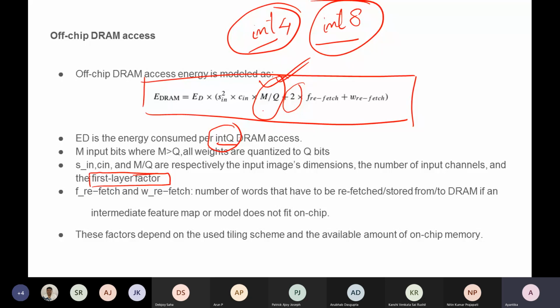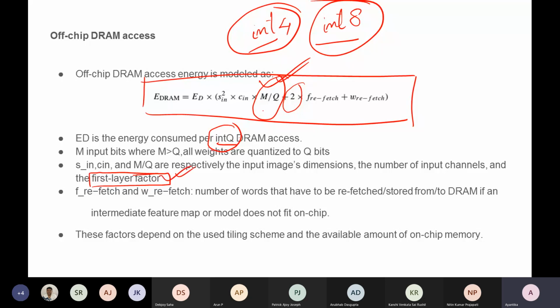This M by Q factor is affecting your overall energy, and overall time also. If you think about timing requirement, here we are talking about energy. That's why we incorporated this factor in the energy computation. But whatever you compute, this first layer factor will come into the picture, because our training phase is quantization free. We have not applied any quantization, whereas in our testing phase, this quantization is taking effect. That's why we have to consider this first layer factor.